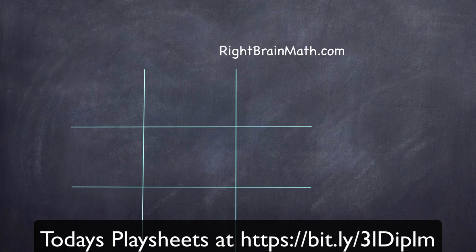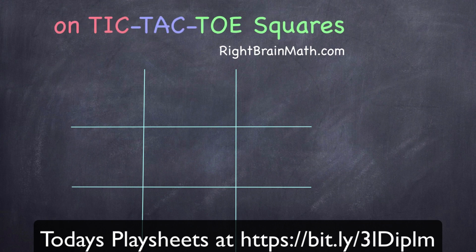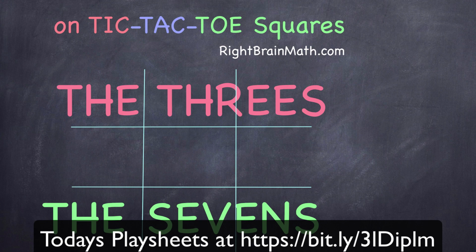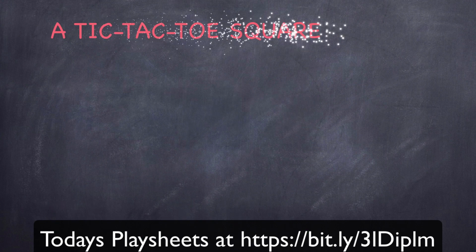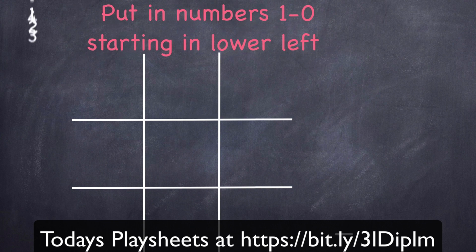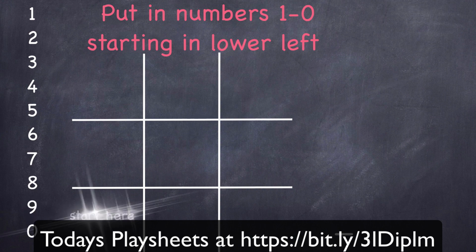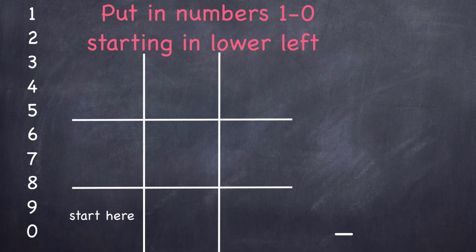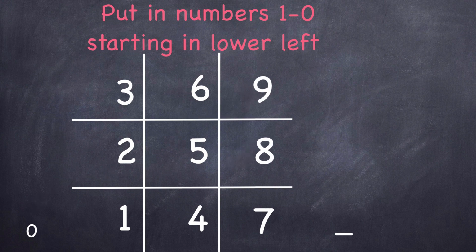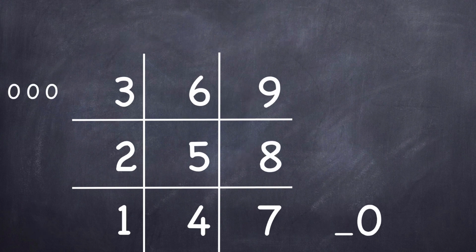Let's start with a short animated video I made for the 3s and 7s. And the 6s and 9s will also show up. Let's make the 3s times tables in a magic way on TicTacToe Square. We're going to do the numbers 1, 2, 3, 4, 5, 6, 7, 8, 9, 0. We're going to start in the bottom left corner and work our way up: 1, 2, 3, 4, 5, 6, 7, 8, 9, and then put the 0 over on the right.